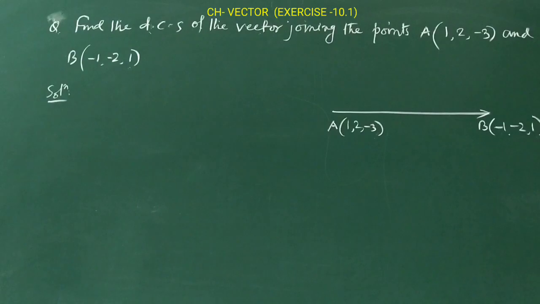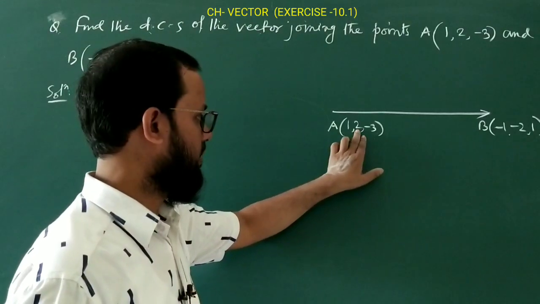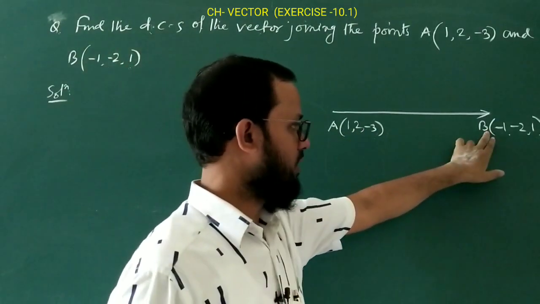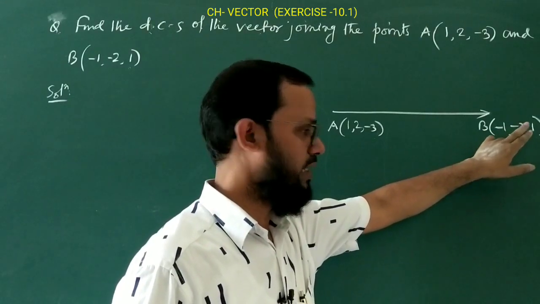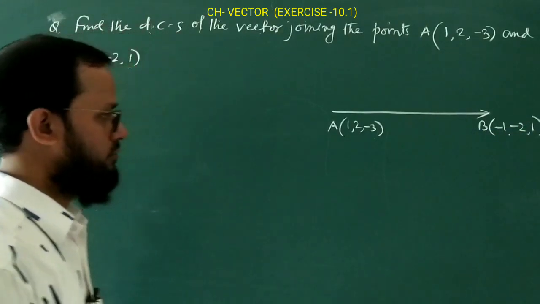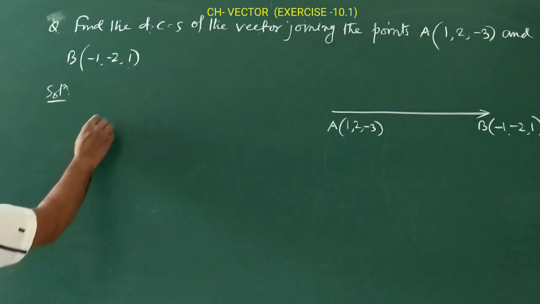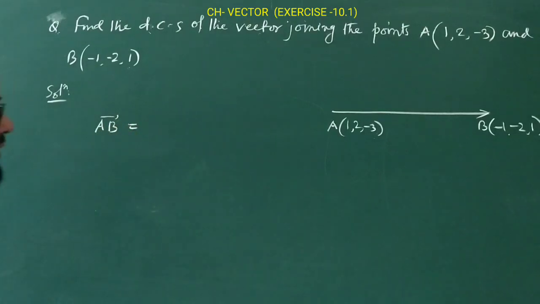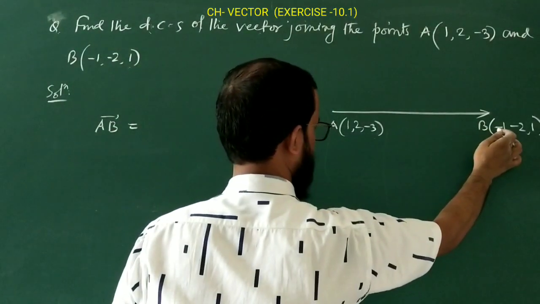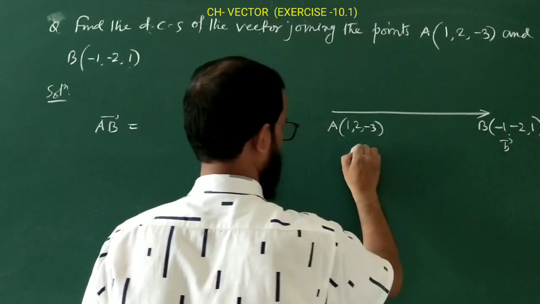So you have to first find the vector AB. How to find the vector AB? You know the position vector of this point is i cap plus 2 j cap minus 3 k cap. What is the position vector of this point? It is minus i cap minus 2 j cap plus k cap. So when you know the position vectors of the end points, you can find the vector. So AB vector will be this minus this. Suppose this is AB vector and this is A vector.